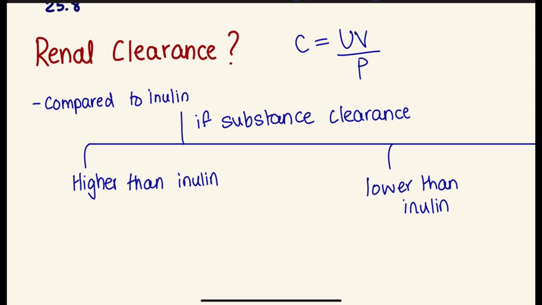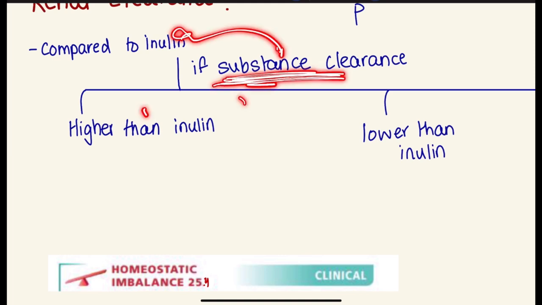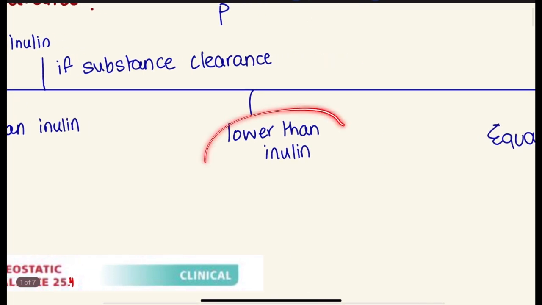Okay. Now, when we have renal clearance, we basically compare it to a substance called inulin. Now, inulin is like a reference substance that we're going to use. Okay, not really important, but let's look at what happens if the substance clearance is higher than inulin. In this case, you can tell that the kidneys are removing the substance better than the substance inulin. Okay, so the substance that the kidney has, which we're comparing to inulin, is being removed at a better rate than inulin.